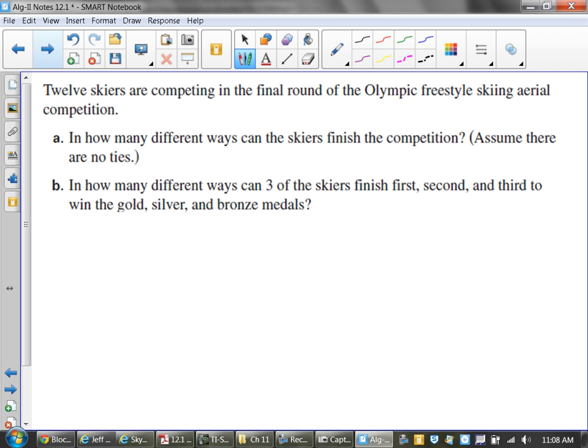So you use permutations when things with order matter. Let's say we are all Olympic ski jumpers, and there are 12 of us. And we want to figure out how many different ways could the 12 of us finish in the Olympics.